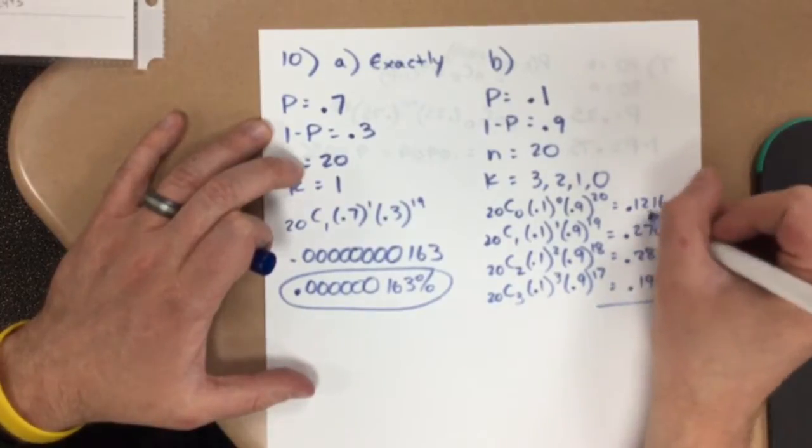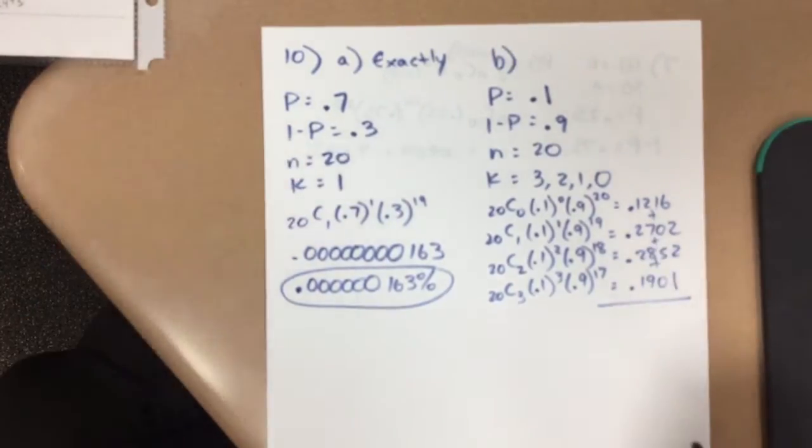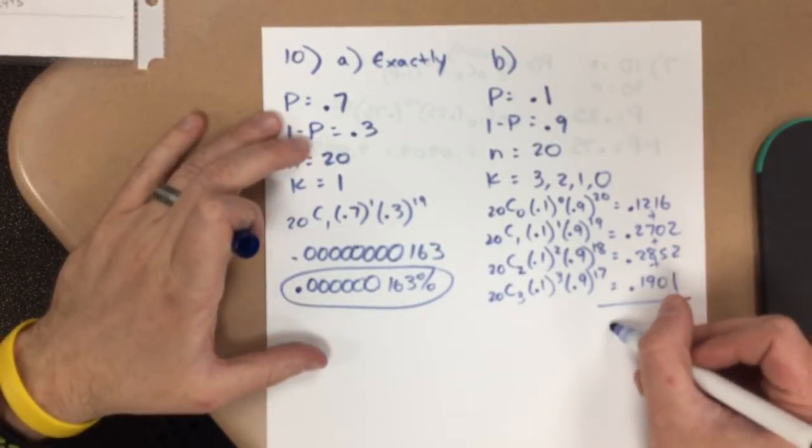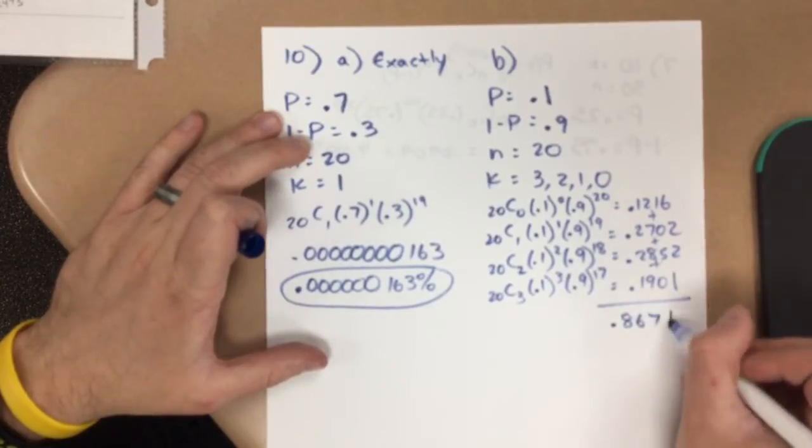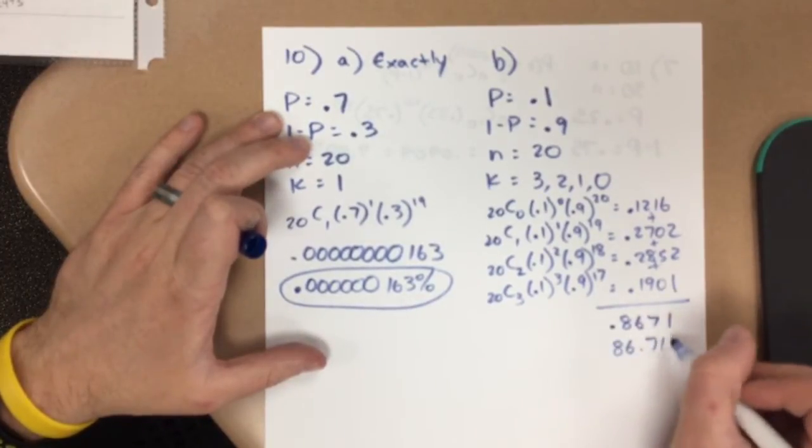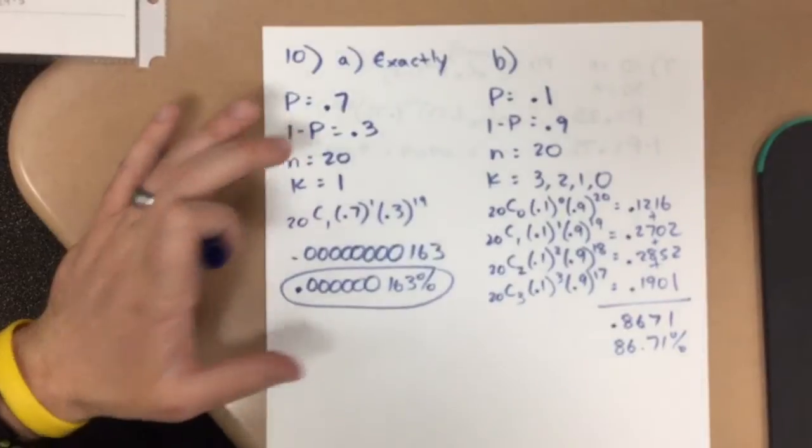0.1901. You add these together to get the total probability of at most 3 students in the class being allergic to animals. That's going to be 0.8671 or 86.71%. That should be it.